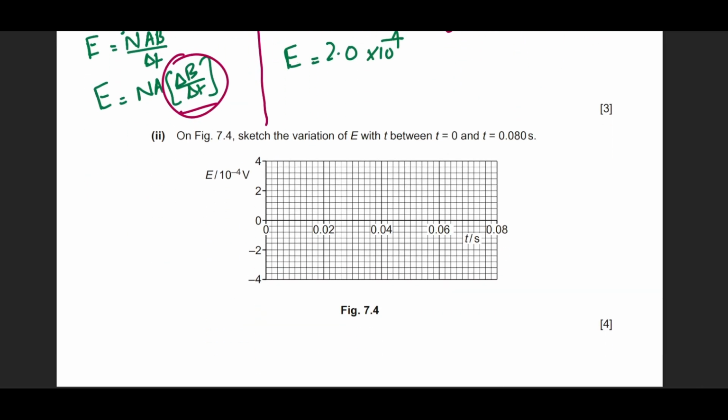Now it says sketch the graph for EMF. Very scary graph, but don't worry. Let's write down the equation again to find the dependency. So E is equal to NA ΔB divided by ΔT.